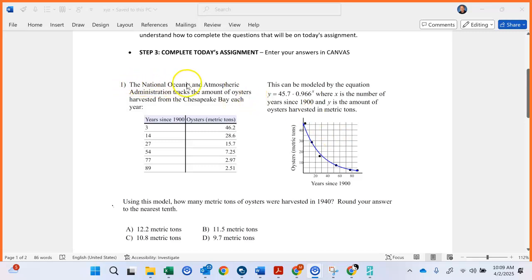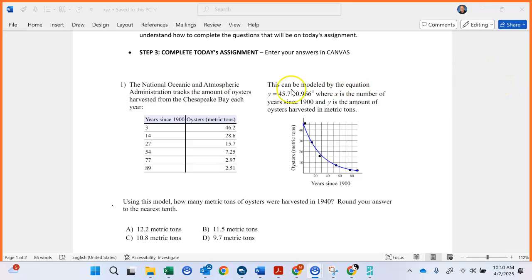The first thing is to make sure you read the scenario of what data they're giving you here. Oysters, years since 1900. You always want to take a moment to read through it and make sure you understand it. Oysters harvested each year, but it's interesting because it's not like 1903. It's years since. Well, that would be 1903, wouldn't it? So they're keeping track of the... I guess the X is the first column and the Y is the second.